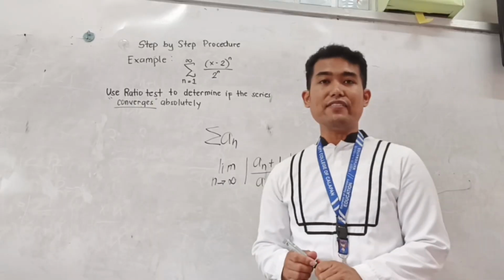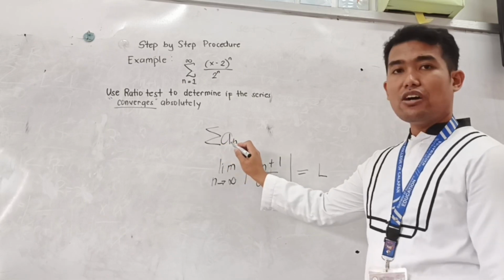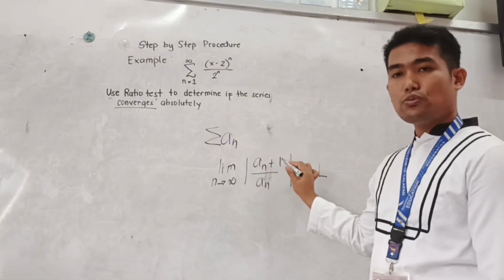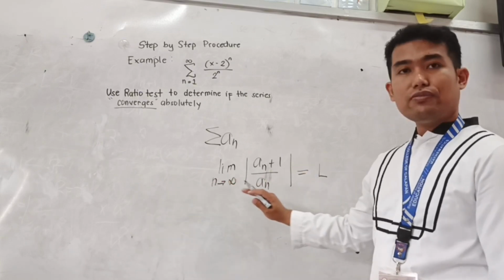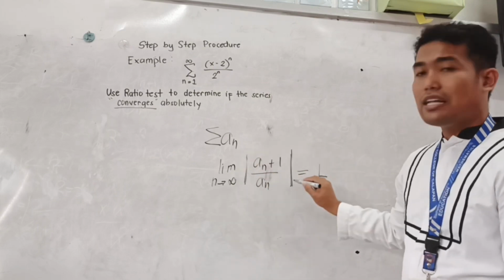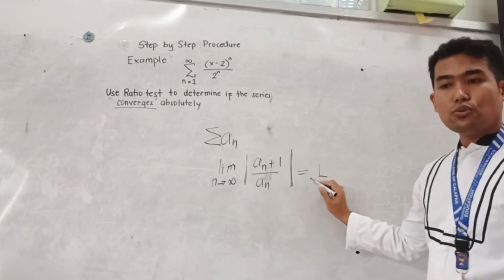Followed by, we have to understand the ratio test. As we all know, in the ratio test, we have the summation of a sub n. And in order for us to get the limit, we will use a sub n plus 1 for the numerator and a sub n for the denominator. And the limit function will become the limit as n approaches infinity of the absolute value of a sub n plus 1 over a sub n.